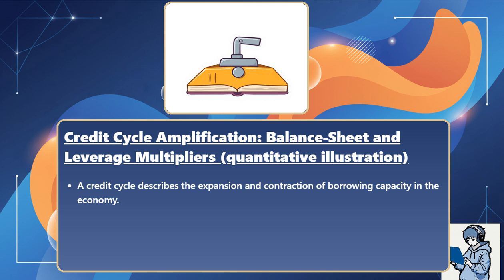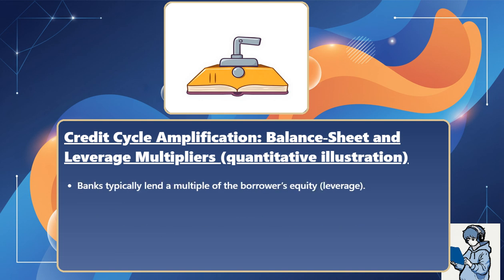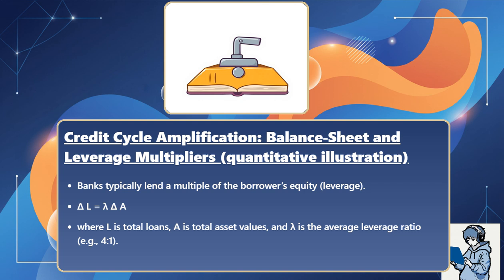A credit cycle describes the expansion and contraction of borrowing capacity in the economy. It magnifies business cycle fluctuations through two linked mechanisms. Balance sheet multiplier, the effect of changes in asset values on borrowing capacity. Banks typically lend a multiple of the borrower's equity, leverage. Delta L equals lambda delta A, where L is total loans, A is total asset values, and lambda is the average leverage ratio, for example 4:1.